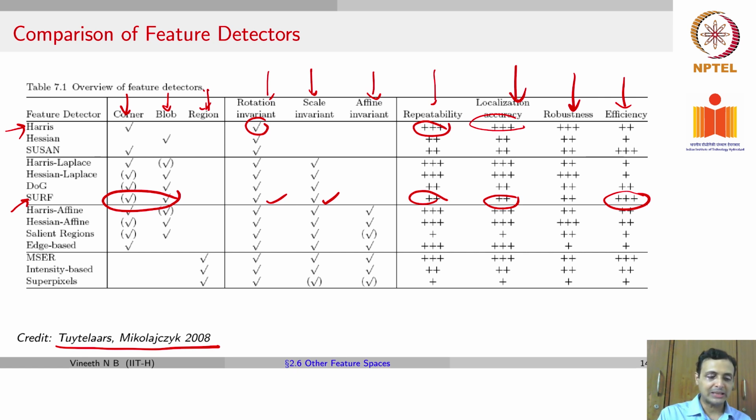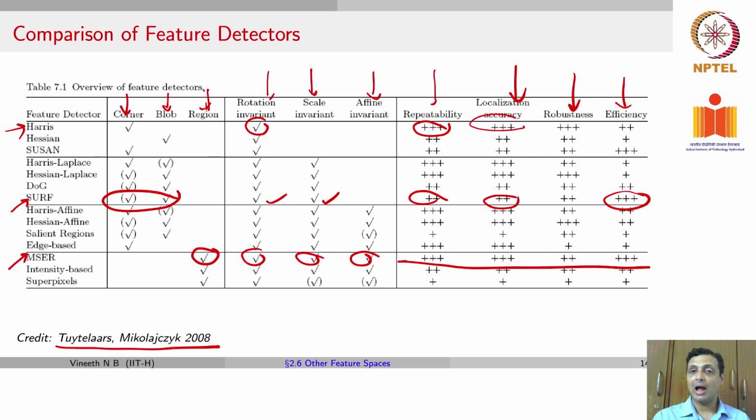You can similarly look at, say, MSER, which is the one that we just saw a few slides ago, a region detector which is reasonably rotation invariant, scale invariant, and affine invariant, and it is also repeatable, accurate in terms of localization, robustness, and efficiency. For more details of other feature detectors, please look at the references, and you can look at the paper to get a more detailed survey of other feature extractors.